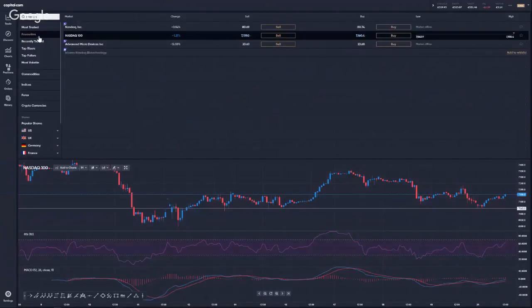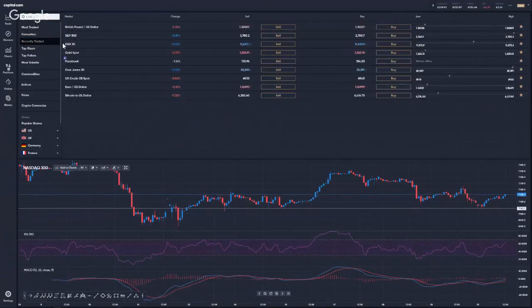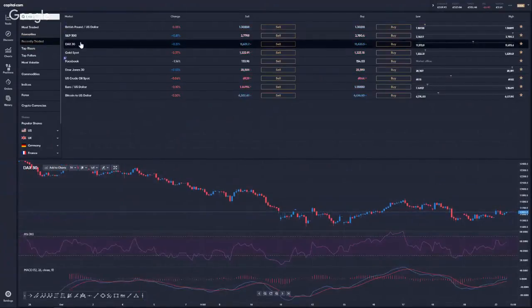So look at the DAX. The DAX had, I think, a bit of a gap higher this morning, and let's have a quick look at that.